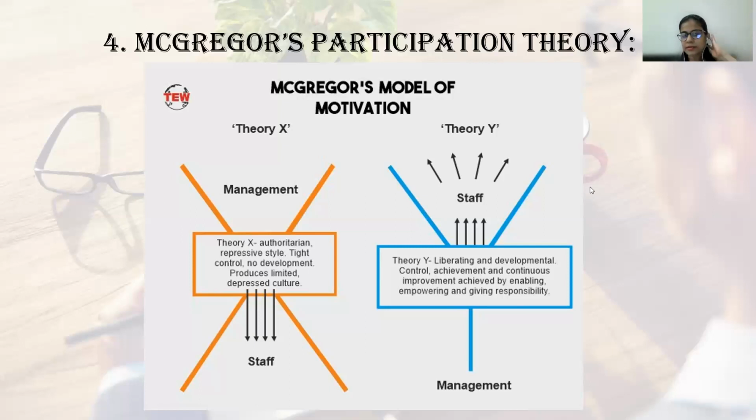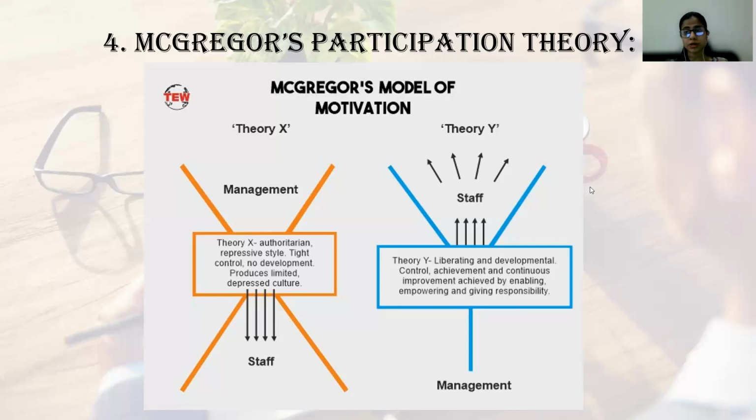But on the other hand, Theory Y is entirely different. Here, people are motivated, they love to take on challenges, they want to deliver the work, they want to deliver the best results. So they do not want management or anyone to push them. They are self-motivated persons. So here, Theory Y is the participative theory, where the employees themselves are participating in the working of the organization.